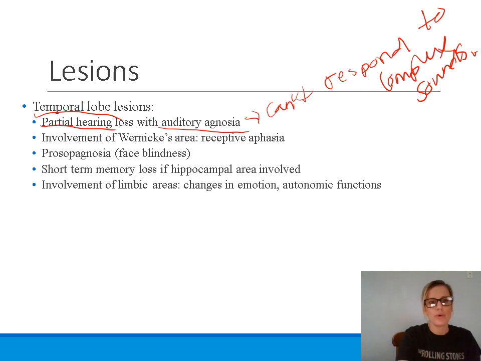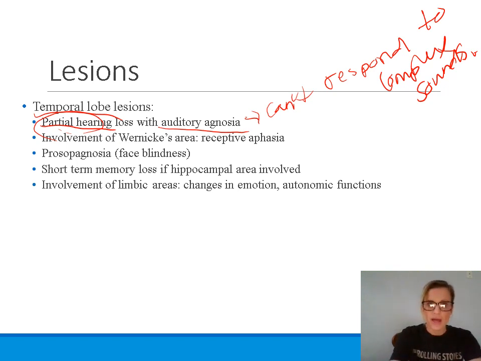The reason that this is partial hearing loss is, remember, you have two ears, you have a temporal lobe on both sides, so you have primary auditory cortex on both sides. So the lesion is only going to be on one side. So you would have hearing loss on that side, but not the other side. So it's not complete hearing loss, just partial hearing loss. The auditory agnosia again is because of the auditory association area where you understand and make sense of sounds. You lose that ability with a lesion in this area.